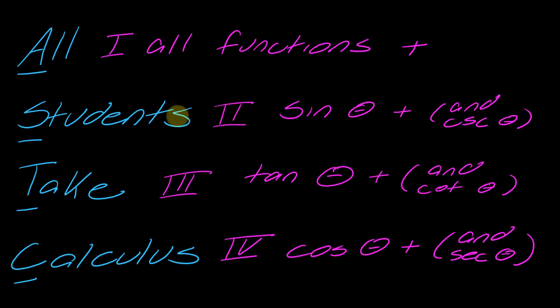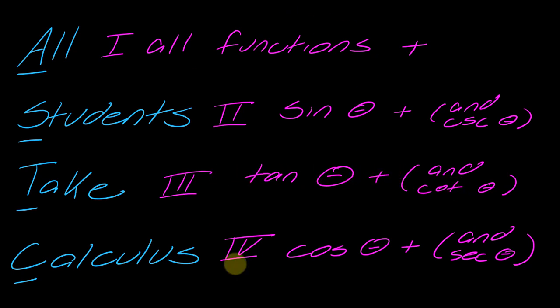Students had to do with the second quadrant, take had to do with the third quadrant, calculus had to do with the fourth quadrant. I will put a link to the video where I explain all of this, but we are specifically interested in 60 degrees, but we're talking about that we're actually in the third quadrant. So in the third quadrant, only tangent is positive and cotangent.